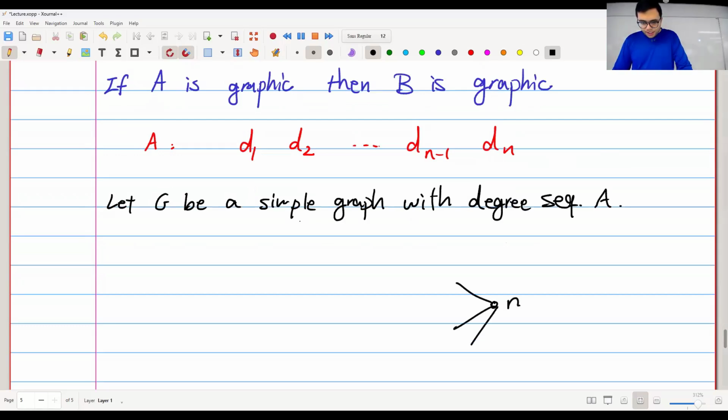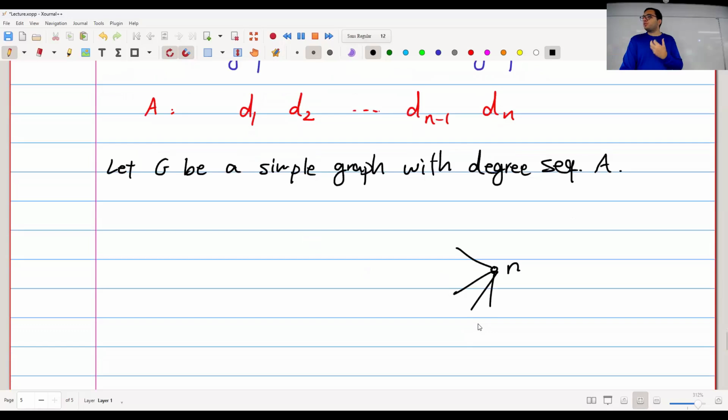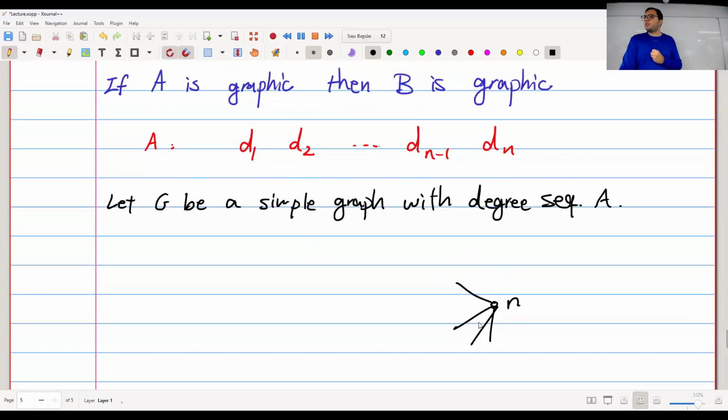It has degree Dn. There are Dn edges going out of n. But my problem is that if I use the Havel-Hakimi algorithm, these edges that are going out should go to n minus 1, n minus 2, so on, to n minus Dn. Basically, those should be the neighbors of n if I use the Havel-Hakimi algorithm. But maybe that's not the case. Maybe n is connected to somewhere else. Okay. So I can do this.